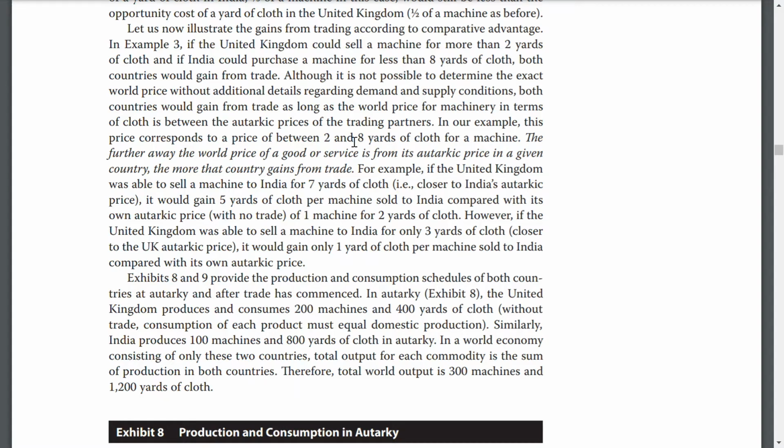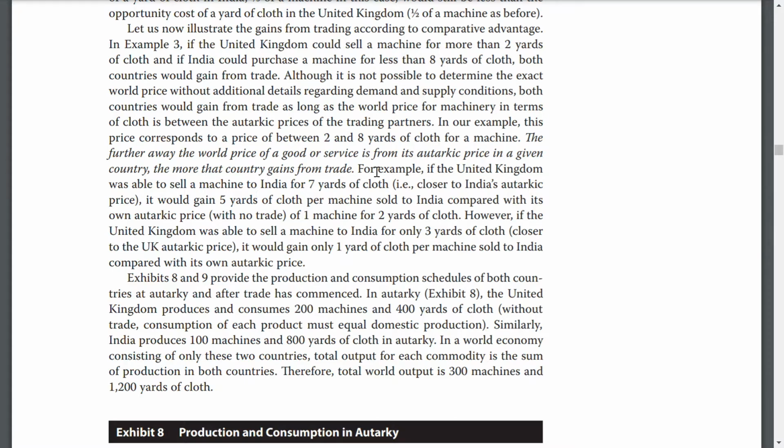If in our example, this price is between 2 and 8 yards of cloth for a machine, the further away the world price of goods and services is from the autarkic price in a given country, the more that country gains from trade. For example, the UK was able to sell the machines to India for 7 yards of cloth, closer to India's autarkic price. It gained 5 yards of cloth per machine sold in India, compared with its own autarkic price with no trade of 2 yards of cloth per machine.